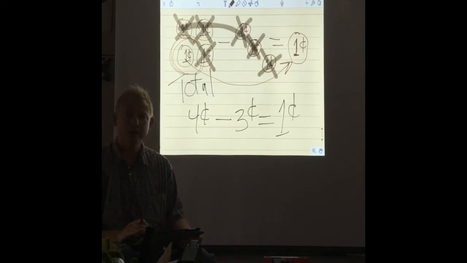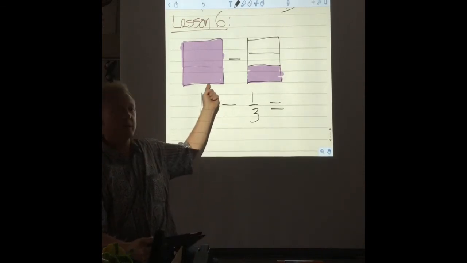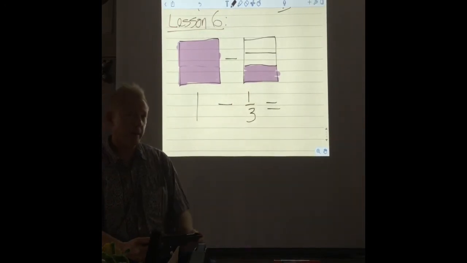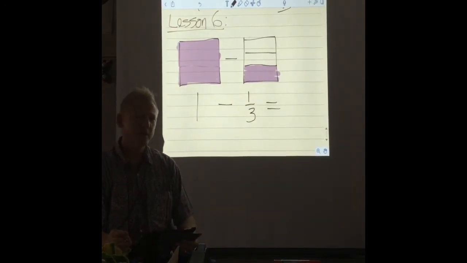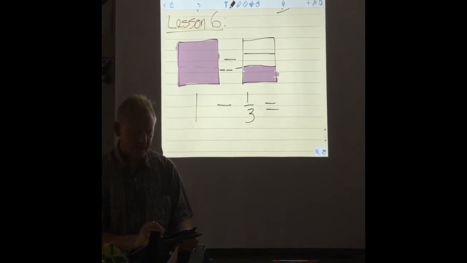So let's draw out another problem, shall we? We are on lesson 6, where we're going to be subtracting from a whole number. As you can see, we have our whole number right here. We've got a 1, and we're going to take away a third. This is a really easy one to do, and here's why. Because you take your third lines and you just draw them right in there.